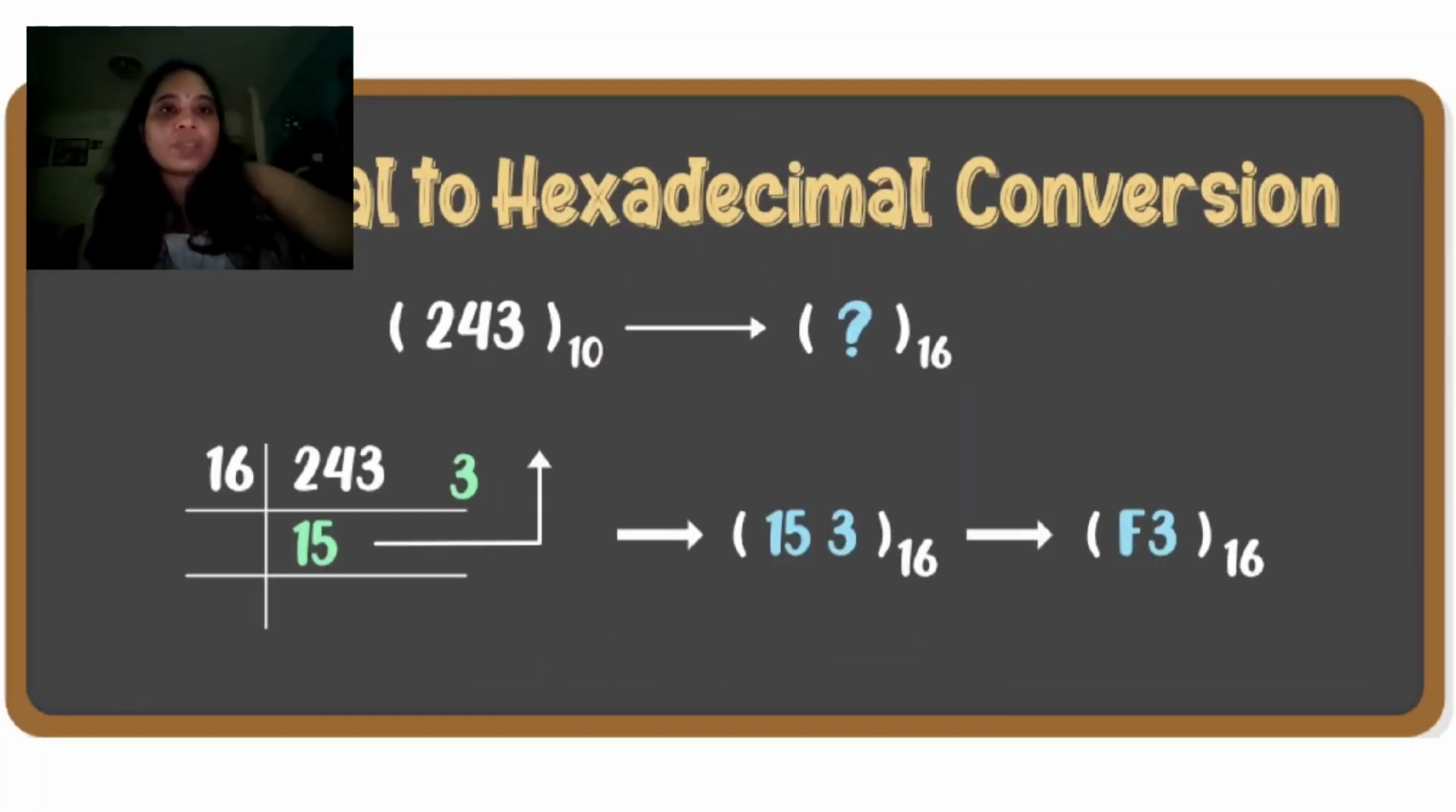And then decimal to hexadecimal conversion. For decimal to hexadecimal conversion, we can take the same digit. Here you apply base 16. Base 16 means you divide by 16. Remaining 3, so you can get 15. 15 16s are 240, remaining 3. So the answer is 153 base 16.